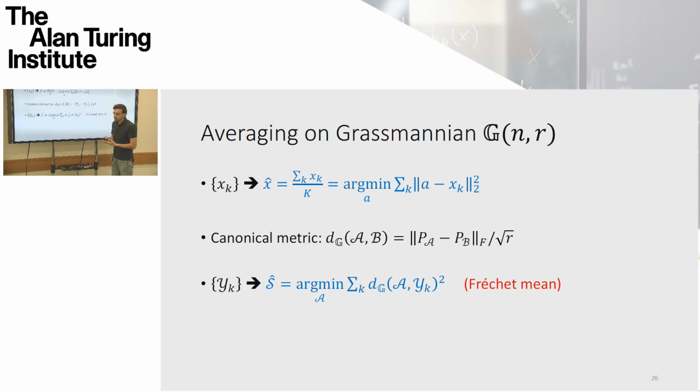Now, given a metric, we can define the average of these subspaces, for example, the YKs from the last slide. We will just define the average subspace as the one that minimizes distances to all those sequences. And this is, by the way, usually called the Frechet mean on the manifold. Now, the question is, if you were able to compute this average, how far would it be from the true subspace? What is the bias of this estimator?